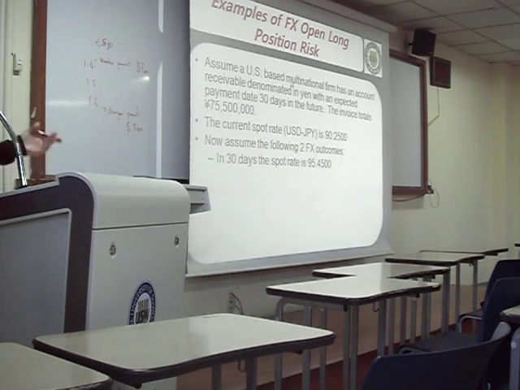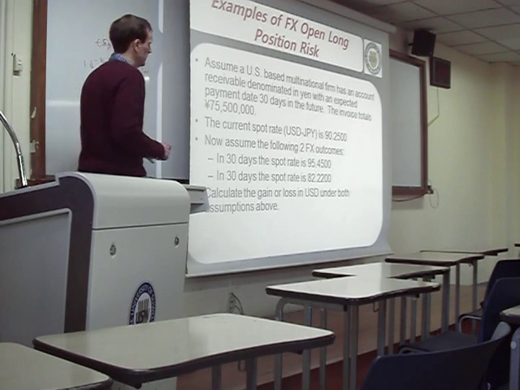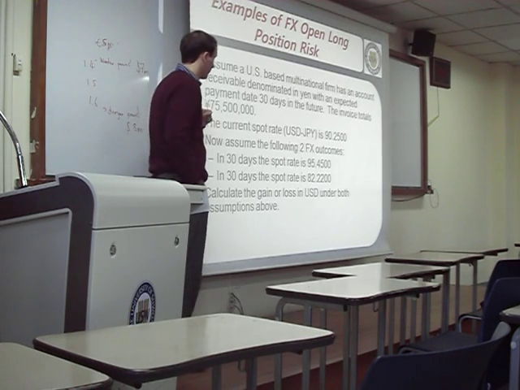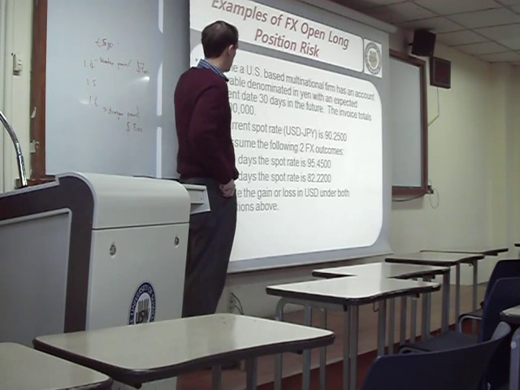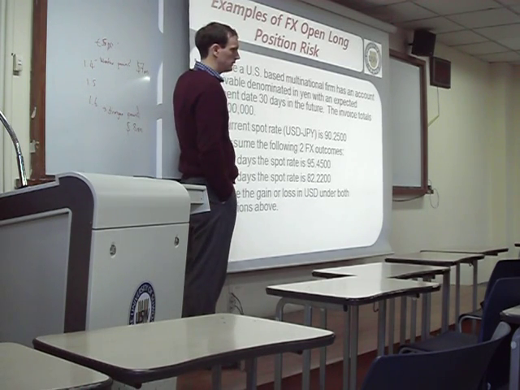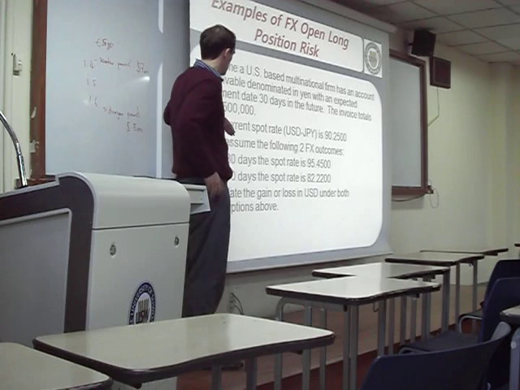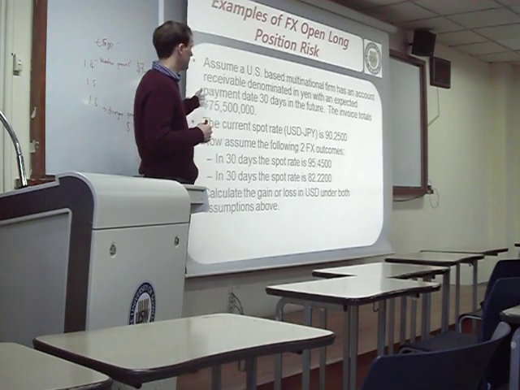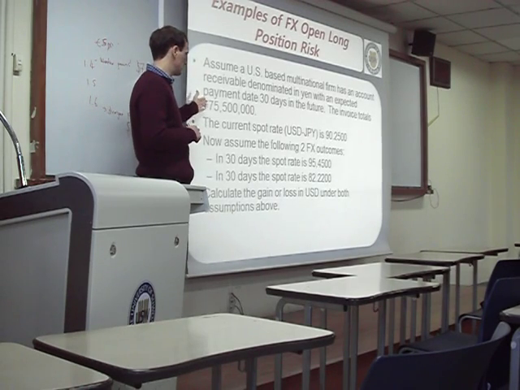We already looked at that example earlier in the course and in the test, but let's do another example. Just try this question. Assume we have a US-based multinational firm. They have an accounts receivable. Is receivable a long or short position? Long. It's denominated in yen. Payment date is 30 days in the future. The invoice is this much yen. They're going to receive this much yen in 30 days.